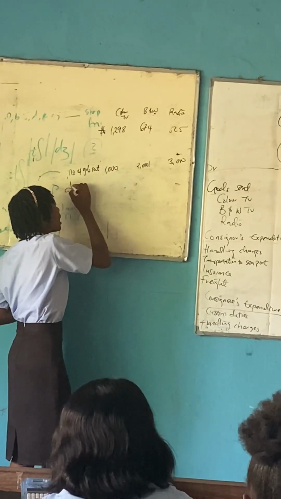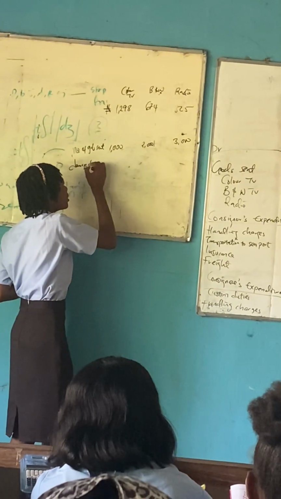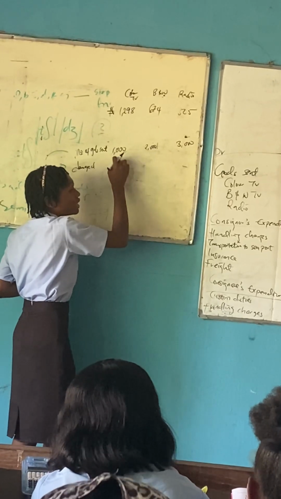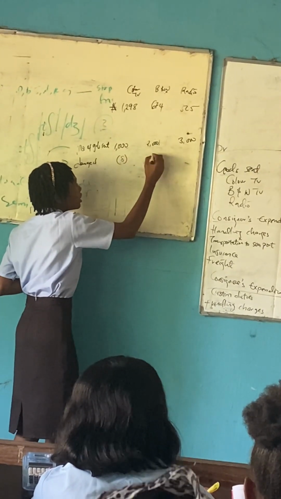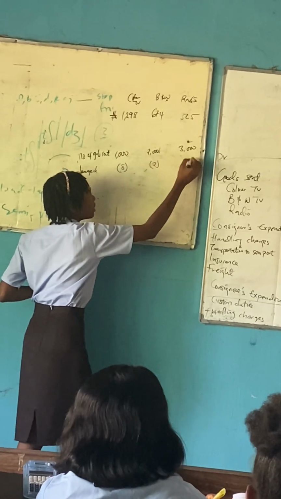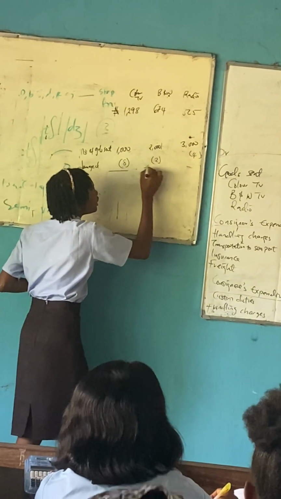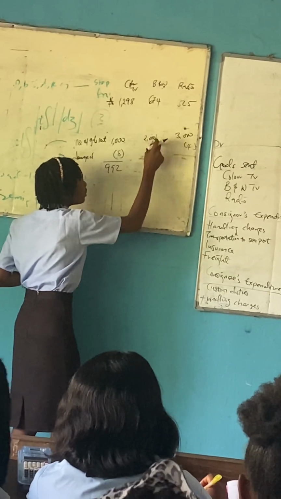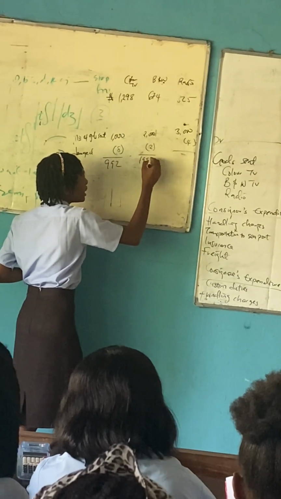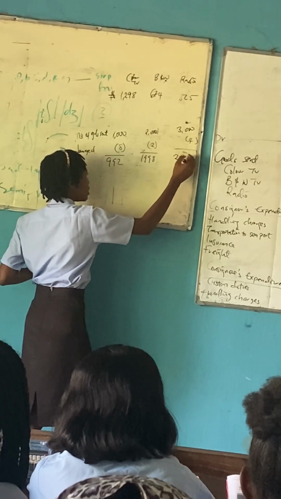Then damage in transit. How many televisions were damaged in transit? 8. How many here? 2. And how many? 4. What do we have? 992, 1998, and 2996.